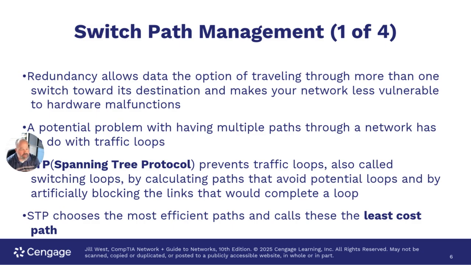Redundancy in networking is like having multiple routes to get to work. If one path is blocked, you can take another, but there is a catch. Multiple paths can create traffic loops, which are about as useful as a circular driveway that never lets you leave. That's where STP, which stands for Spanning Tree Protocol, comes to the rescue. It's really like a smart GPS that calculates the best paths, and it blocks the ones that would create loops. It calls the best path the least cost path, because who doesn't love a good deal on data delivery?